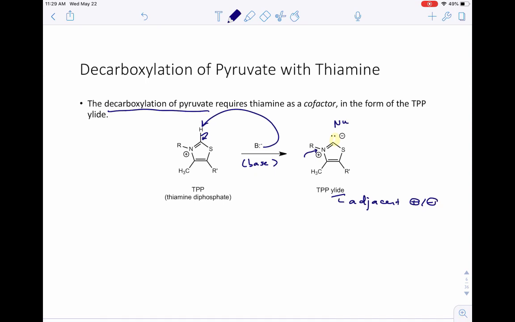You've seen ylids before. I want to make an analogy to the phosphonium ylid that you encountered when you learned the Wittig reagent, or the Wittig reaction, excuse me. So this was a nucleophilic carbon, and you saw that it added to aldehydes and ketones. Okay? All right.